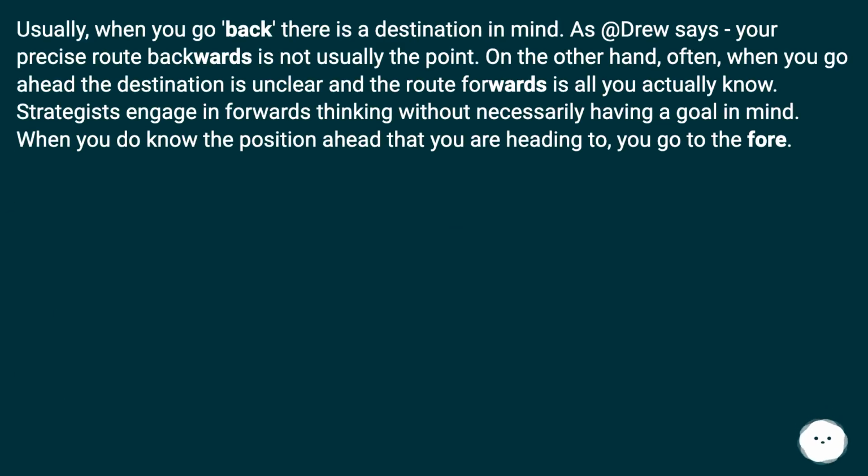Usually, when you go back, there is a destination in mind. As Drew says, your precise route backwards is not usually the point. On the other hand, often, when you go ahead the destination is unclear and the route forwards is all you actually know. Strategists engage in forwards thinking without necessarily having a goal in mind. When you do know the position ahead that you are heading to, you go to the fore.